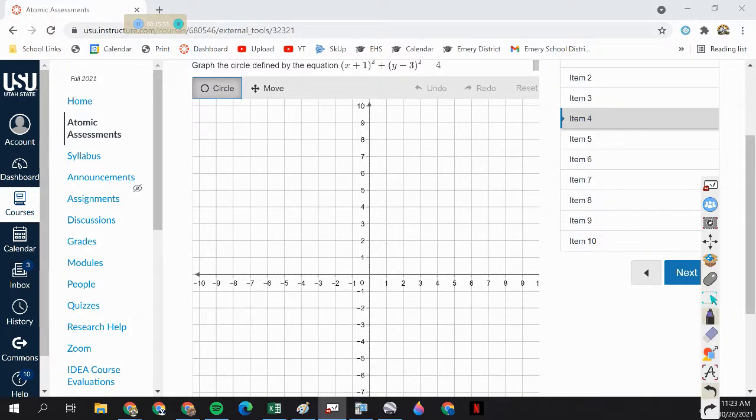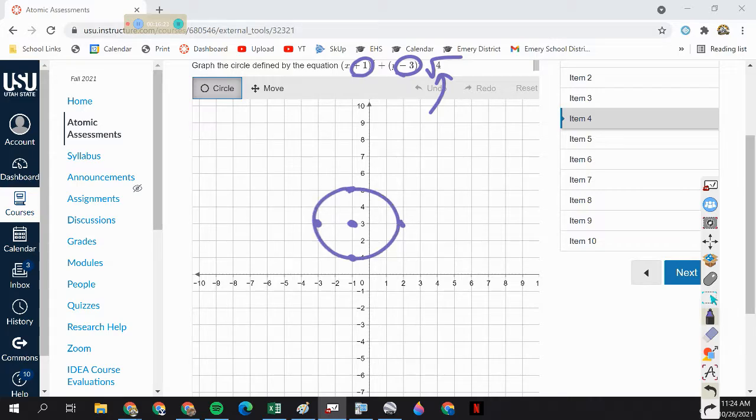This is the opposite of the x-coordinate of the center, and this is the opposite of the y-coordinate of the center. And if we take the square root of the constant on the other side, that will tell us the radius. So this circle is left 1, up 3, and then the radius will be the square root of 4, which is 2. So that's what the circle would look like.